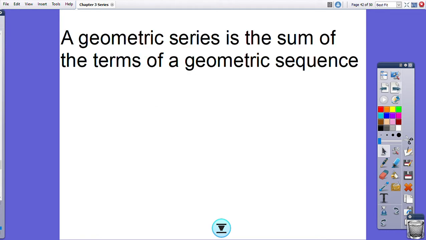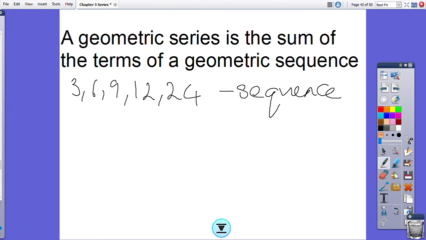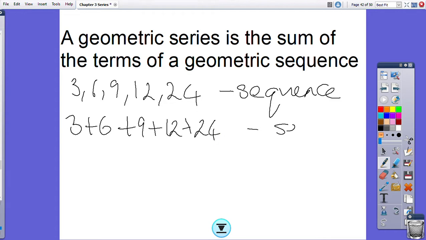Unsurprisingly, if you think what an arithmetic series is, a geometric series is a sum of the terms of a geometric sequence. So here is a geometric sequence: 3, 6, 12, 24. And then the series is 3 plus 6 plus 12 plus 24. And if you were so inclined, you could work that out if you really wanted to.